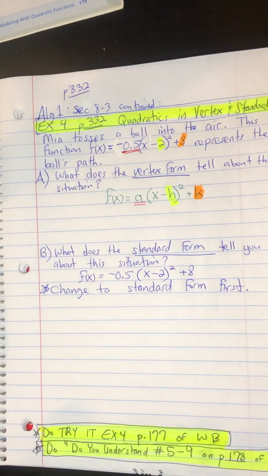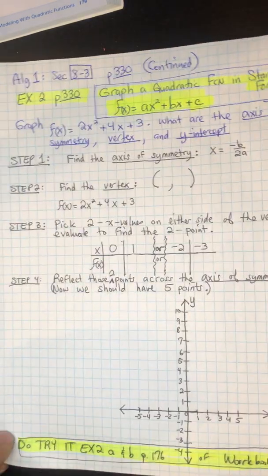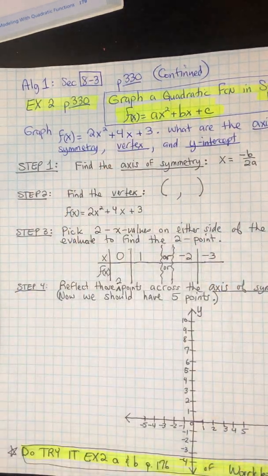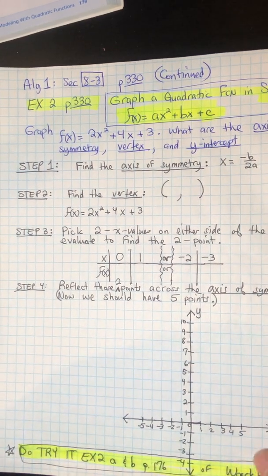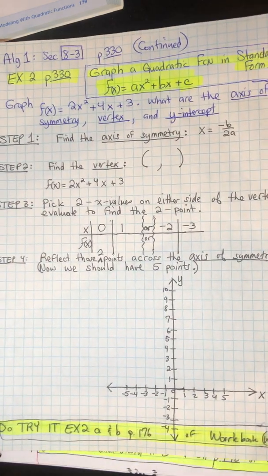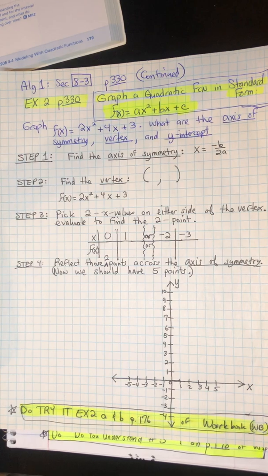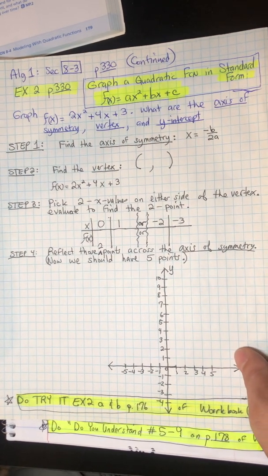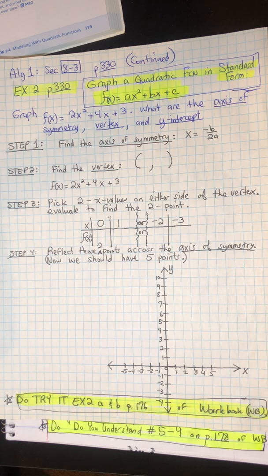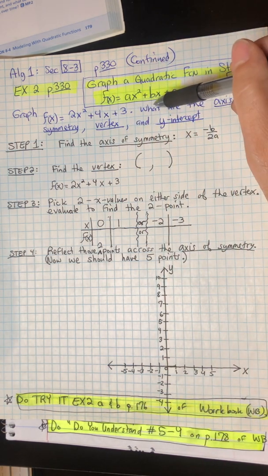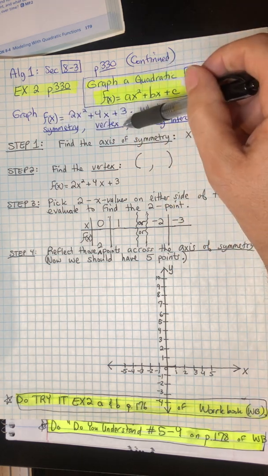Here's example 2. I did it on graph paper. Example 2 asks, how do you graph a function that's in standard form, ax squared plus bx plus c? Let's go ahead and graph that function. There are a few steps to follow. Steps 3 and 4 are exactly like steps 3 and 4 when we graph equations in vertex form. In standard form, we're going to find the axis of symmetry, the vertex, and the y-intercept.